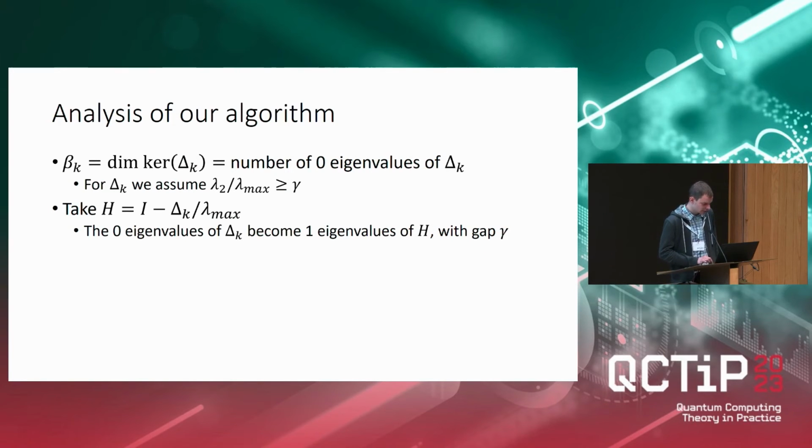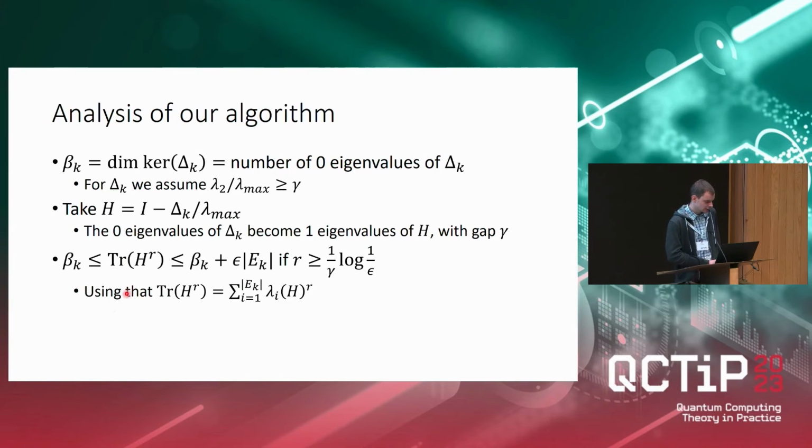And this way, now it's easy to prove that the trace of the rth power of H is between beta k and beta k plus epsilon. So if you look at the normalized Betti number, so if we divide everything by the number of k faces, then we exactly get that it's an epsilon approximation of the Betti number.